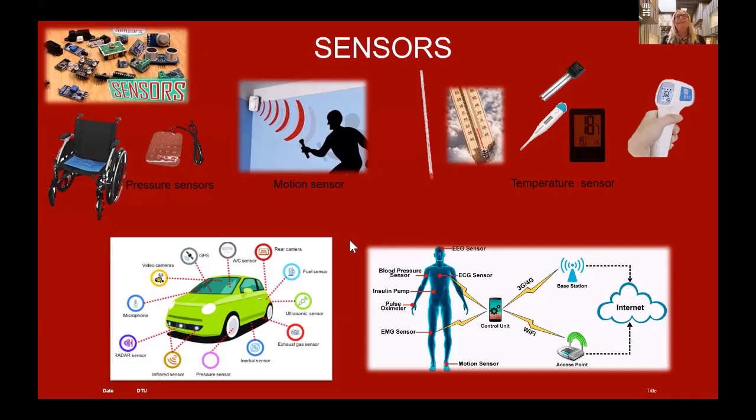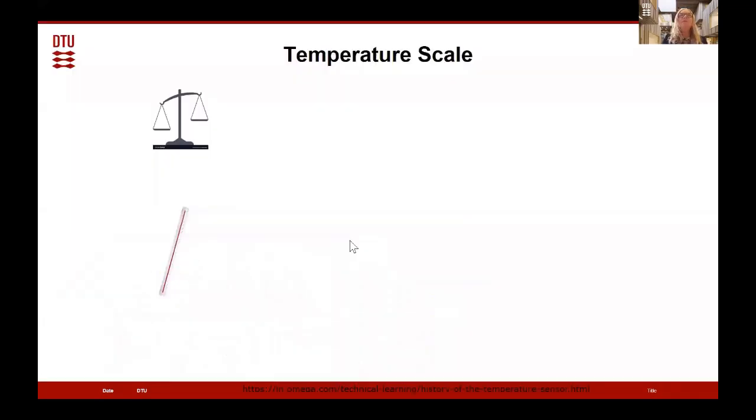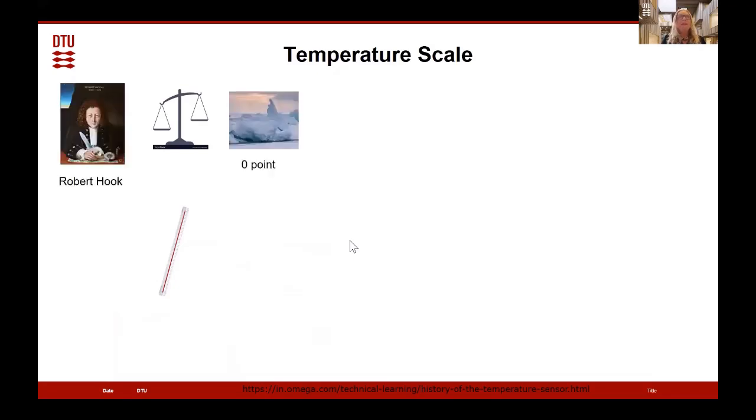So what are sensors and how do we use them? Well, first of all, if you want to use a sensor, you need to have some kind of scale, some kind of thing that you can measure. So let's look at the temperature sensors and the temperature scale. How did we make it possible to measure temperature? Well, actually, one of the first scales to be invented was by Robert Hooke, where he assigned a 0 point for the freezing temperature of water.